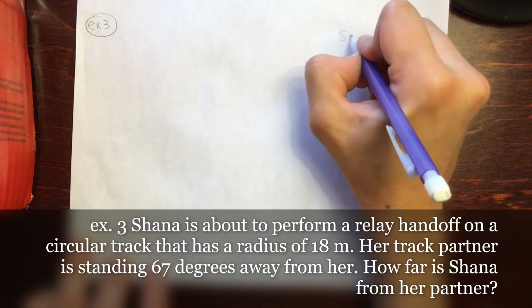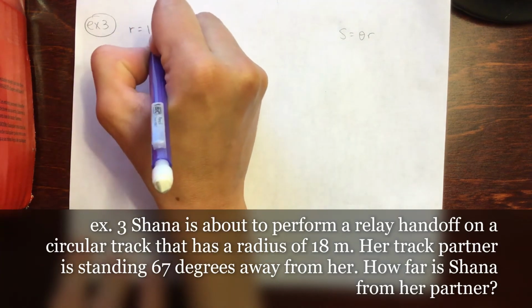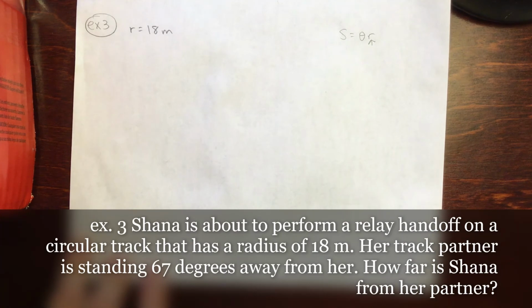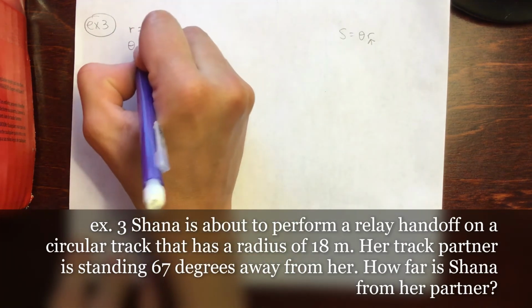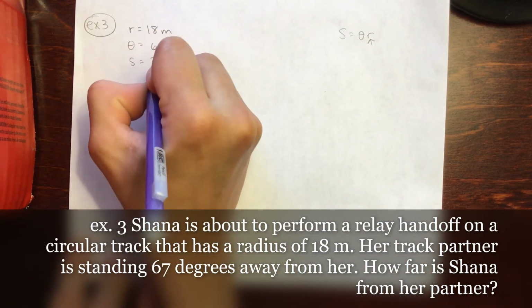All right, let's talk about what we know. Shauna is about to perform a relay handoff on a circular track that has a radius of 18 meters. Okay, good. They already straight up tell us what the radius is. Her track partner is standing 67 degrees away, so that's my theta. How far is Shauna from her partner? So we are looking for arc length.